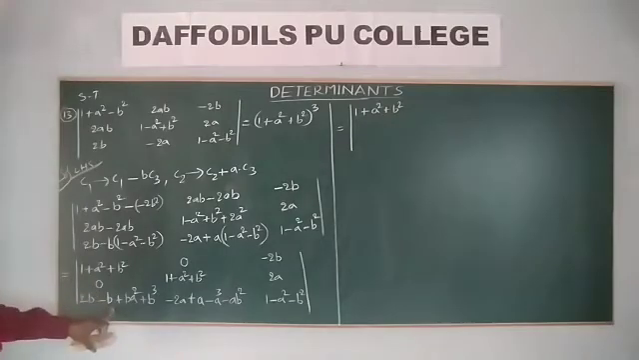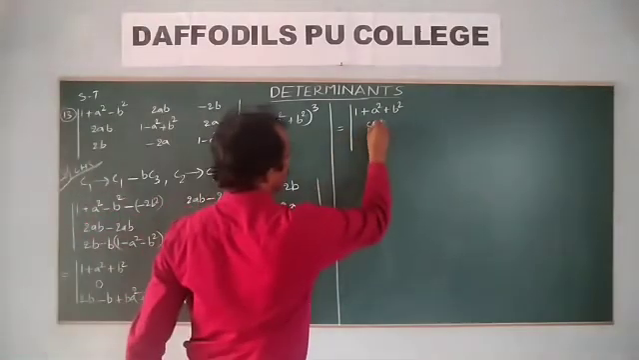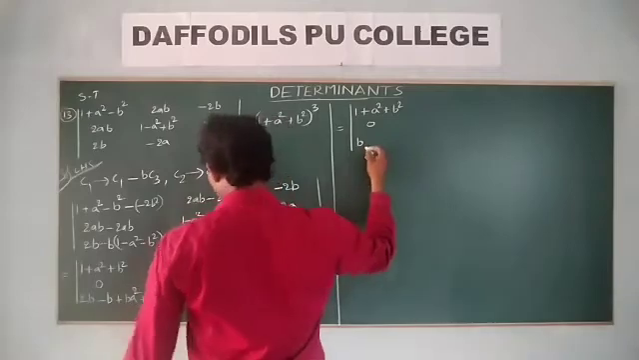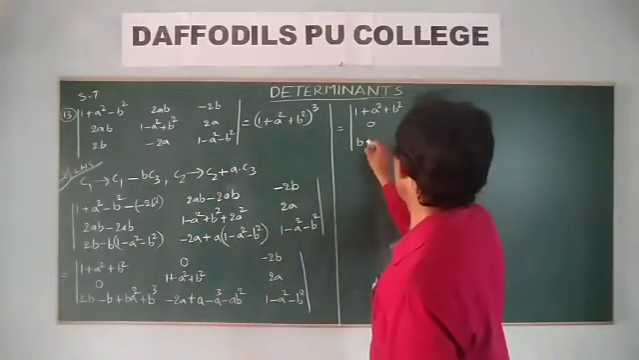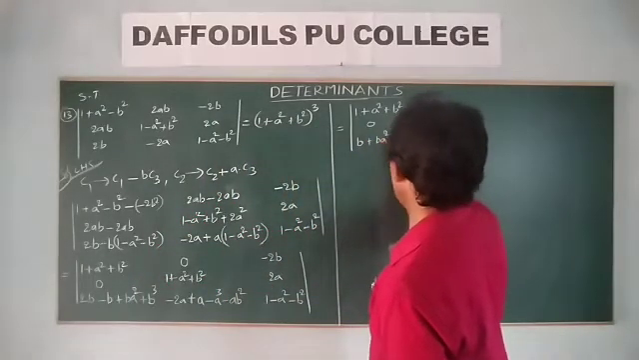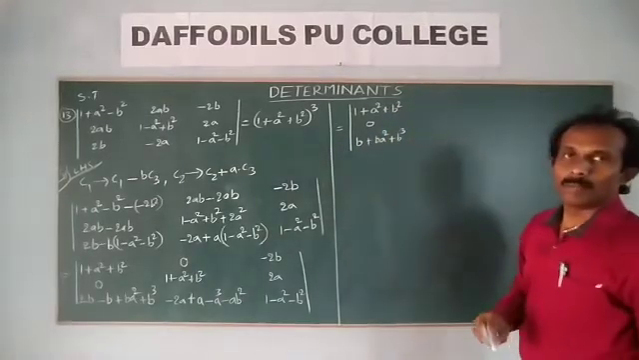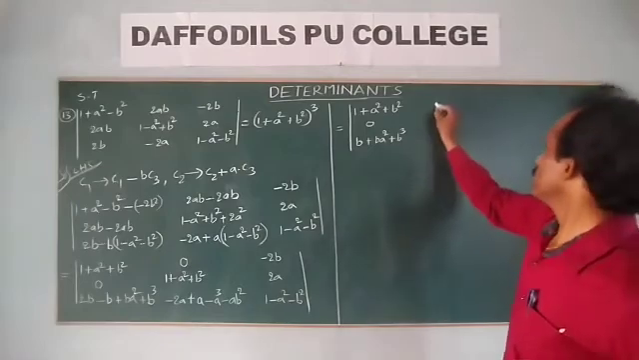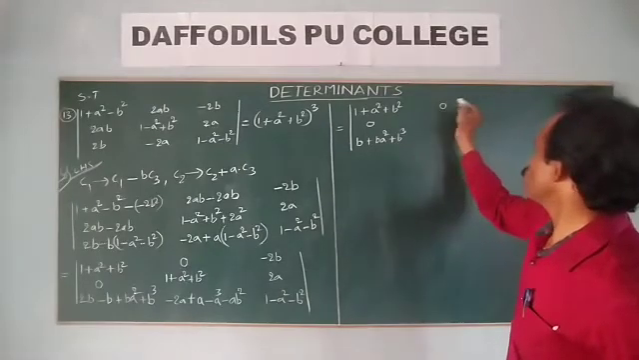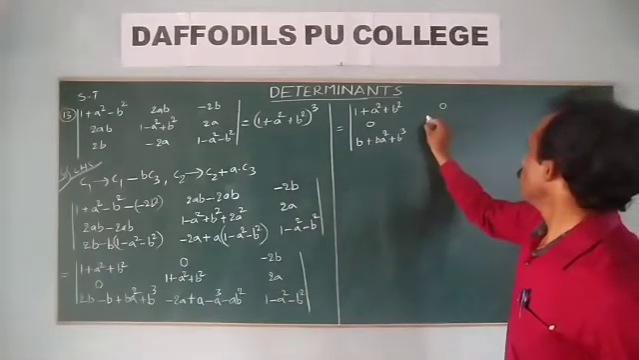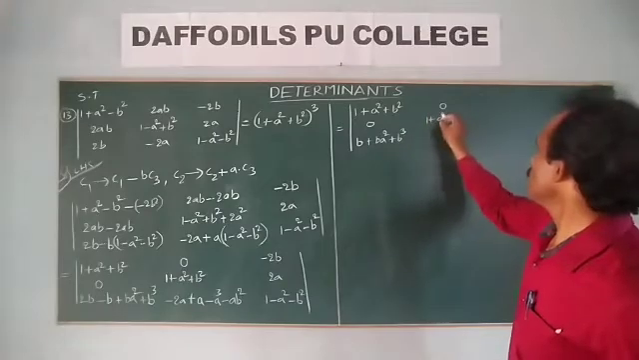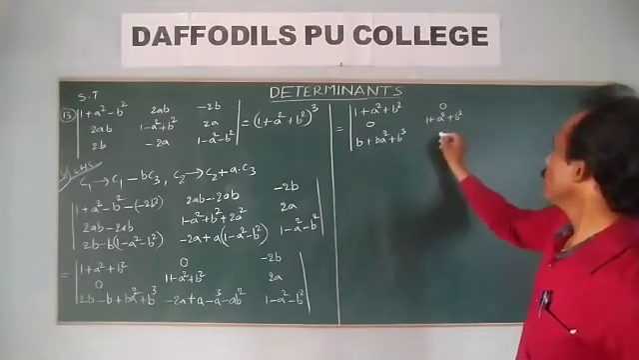0. 2B minus B plus B, B plus BA square plus B cube. Next term, 0, 1 plus A square plus B square.